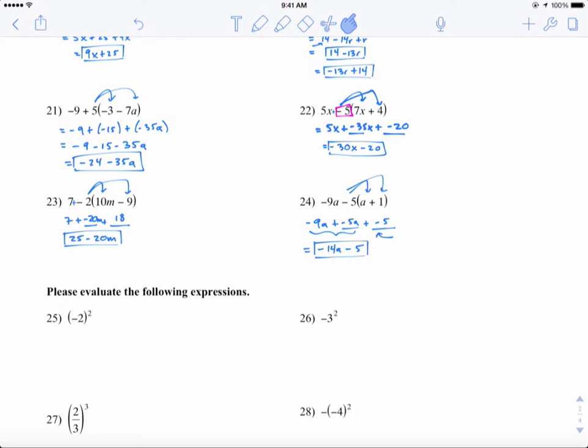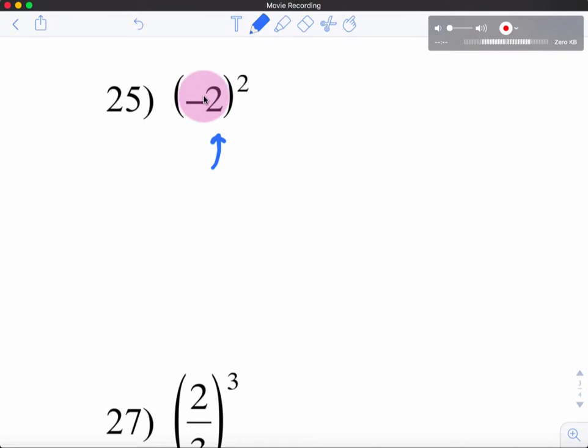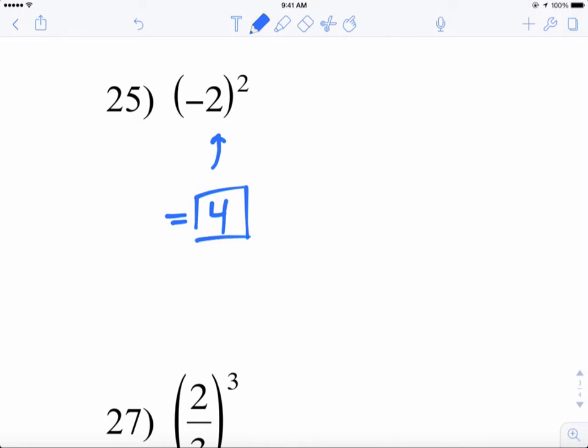On to exponents. All right, in our first example, because negative 2 is in parentheses, this expression says take negative 2 and multiply it by itself 2 times. Negative 2 is our base here. Negative 2 times negative 2 is definitely 4.